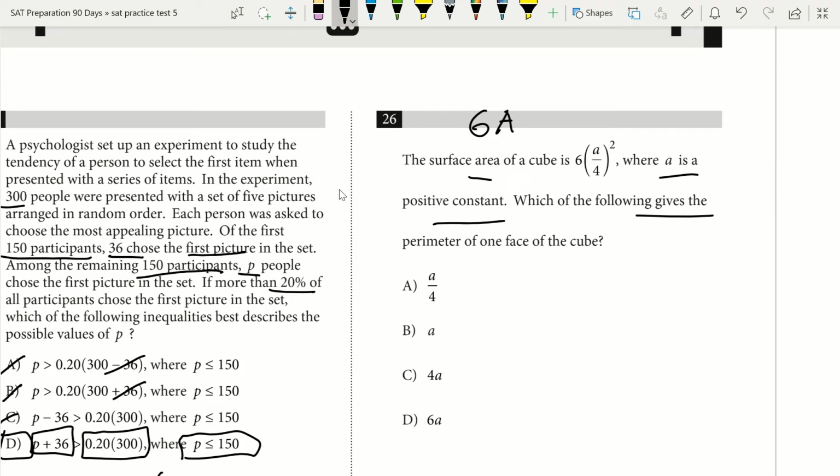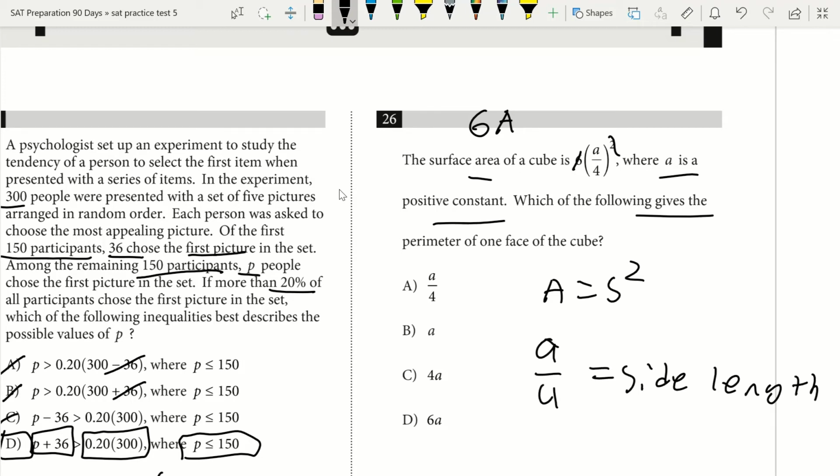since the surface area of a cube is 6 times the area of each side, I can go ahead and take that area that I know is equal to the side length squared, and I can get rid of this squared here, and then I'll have a over 4 is going to be my side length. So a over 4 is equal to my side length. Okay, I have 4 side lengths in my perimeter, so I multiply each side by 4, and I get A, so my answer is going to be B for number 26.